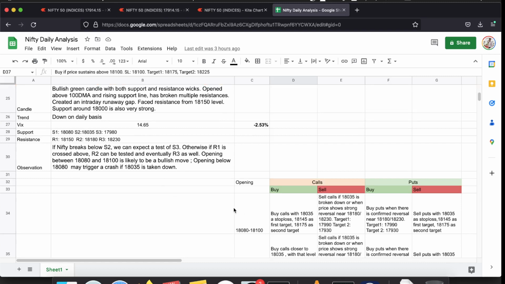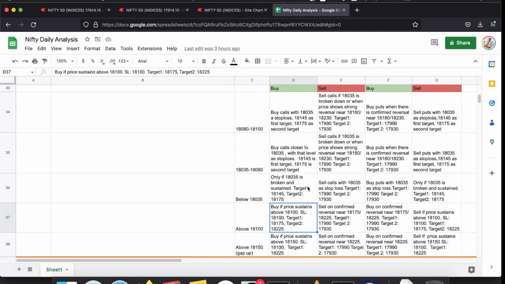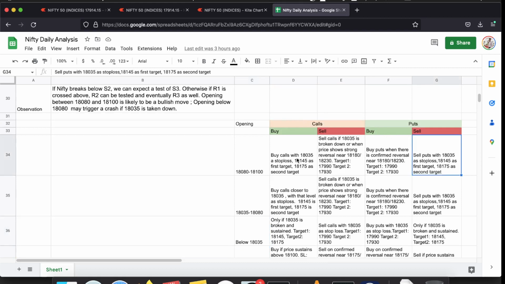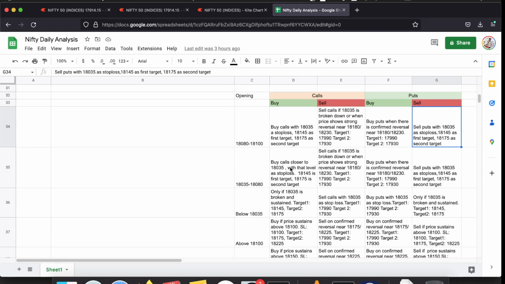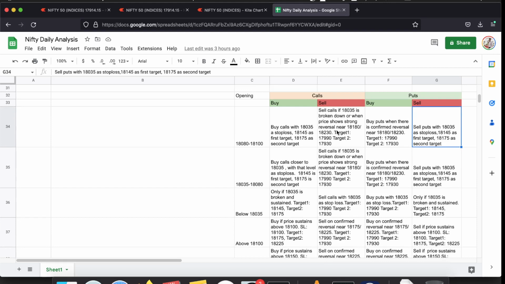Also, talking about the kind of trades that we can take, I told that if Nifty opens above 18,100, or between 18,080 to 18,100, and if anyone is trying to go long using buy calls or sell puts, one has to put 18,035 as stop loss, and if that particular support breaks, exit, and probably you should initiate a short position. So let us see what Nifty has done today.